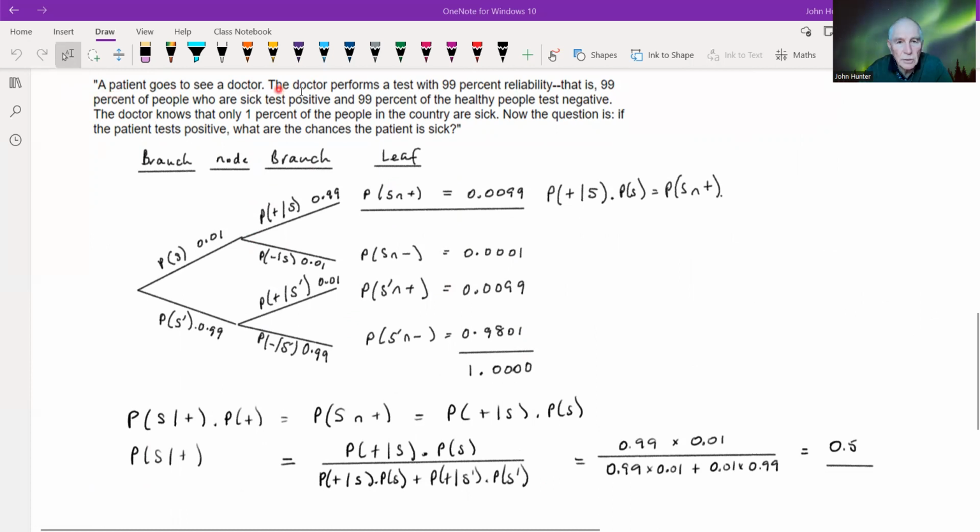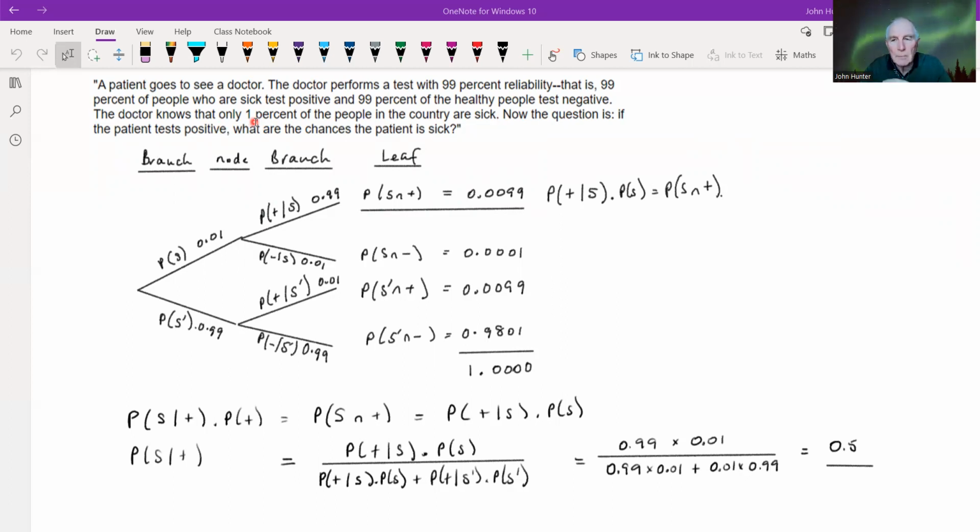A patient goes to see a doctor. The doctor performs a test with 99% reliability. That is, 99% of people who are sick test positive, and 99% of the healthy people test negative. The doctor knows that only 1% of the people in the country are sick.